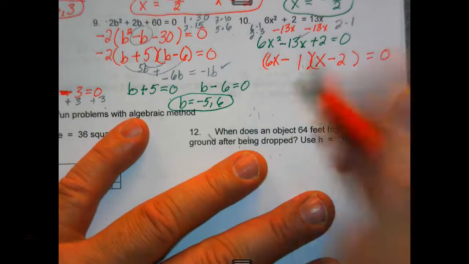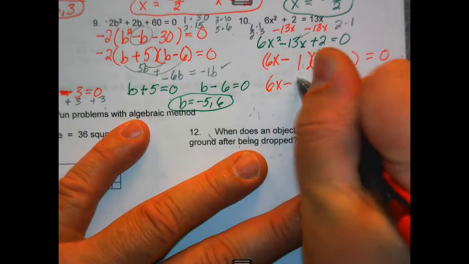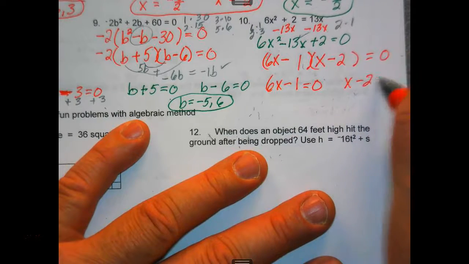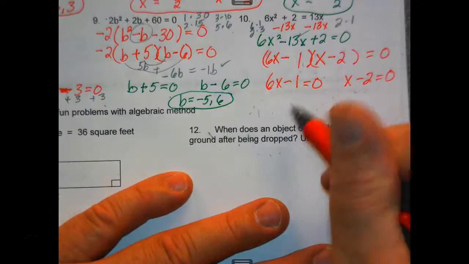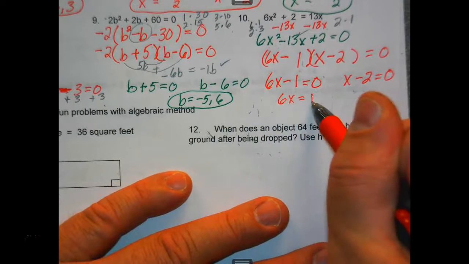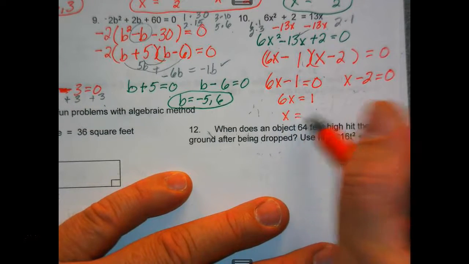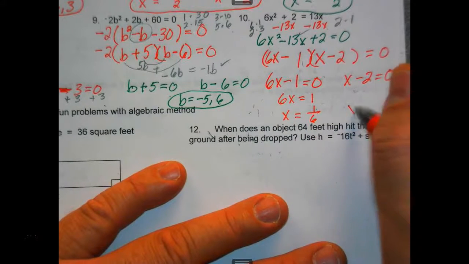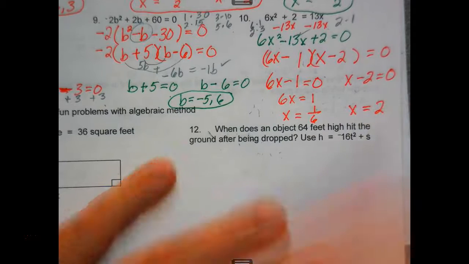Okay, 6x minus 1 equals 0, and x minus 2 equals 0. Add 1. 6x equals 1, divide by 6, x equals 1/6. And x equals 2.